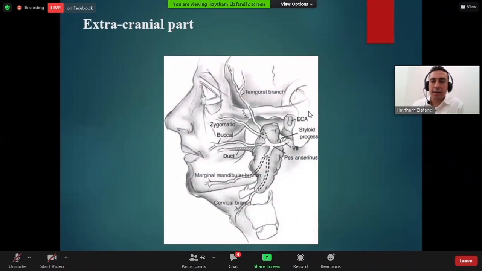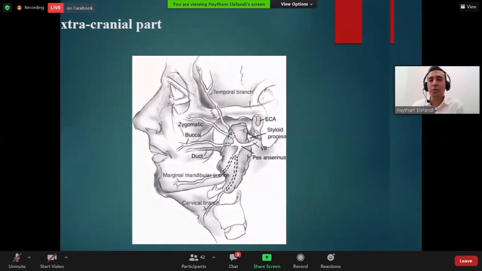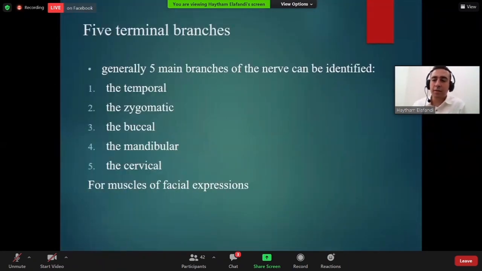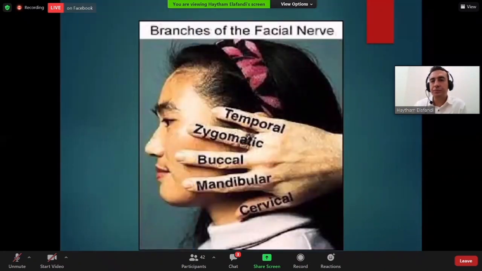Here is an example of that. This is the facial nerve within the parotid, giving what's called the pes anserinus right here. This is an important landmark during parotidectomy and exits from the anterior border of the parotid gland as 5 terminal branches, which are the temporal, zygomatic, buccal, mandibular, and cervical, all supplying muscles of facial expression, like 5 digits of the hand.